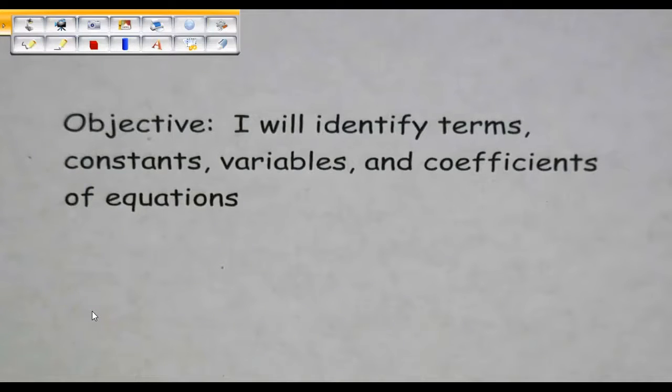Okay, guys, we're going to start with our first concept. If you don't have your notebook with you, go ahead and pause this and grab it. We are going to take notes. So our first concept is going to be to identify terms, constants, variables, and coefficients of an equation. If you need to pause this and copy it down, go ahead and do so.